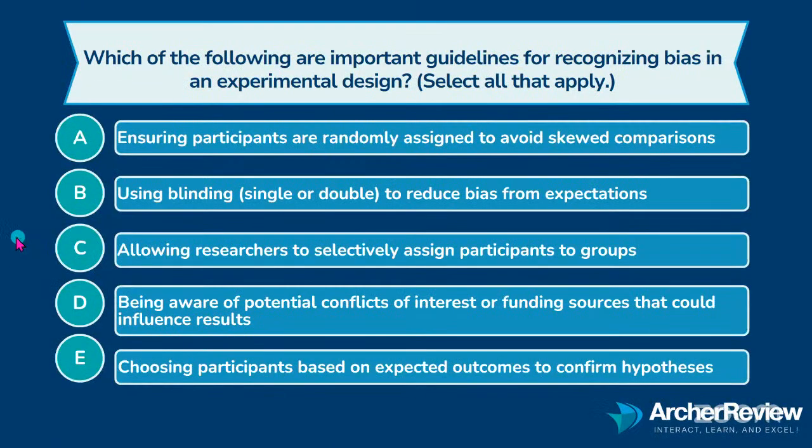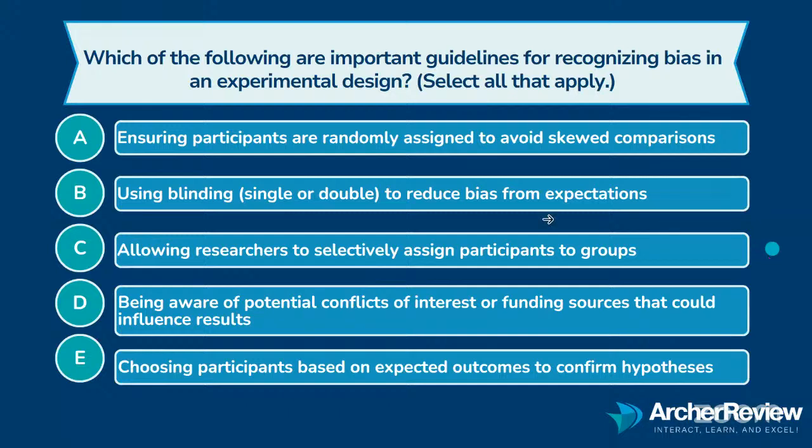Let's take a look at D. Being aware of potential conflicts of interest or funding sources that could influence results. Yes, I talked about this on Tuesday. If the company that is trying out their new migraine medication is paying for the experiment, if they're funding the lab, if they're funding the equipment and all of that, well, there's probably some conflict of interest there. There's probably going to be some bias that comes in there. So we want to be aware of who paid for that.